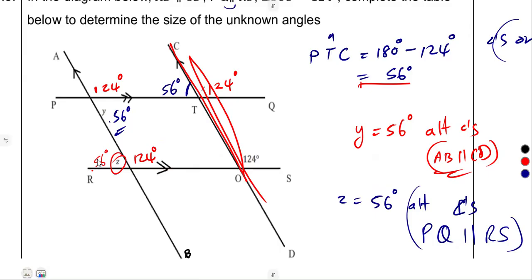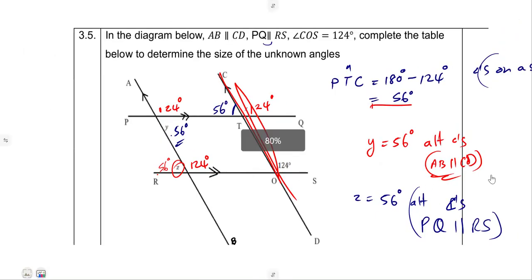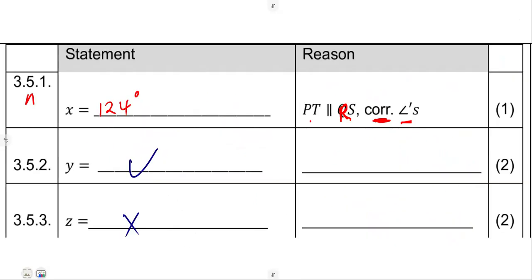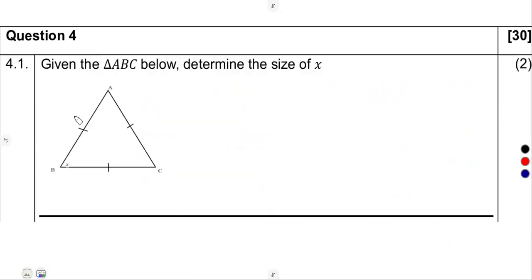So guys, just try to work it out with your understanding and see if you're going to have the same answers, because as long as there is a reason, it is fine. So that is it on question 3.